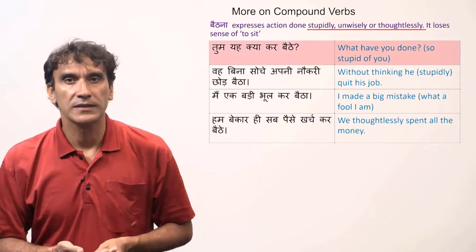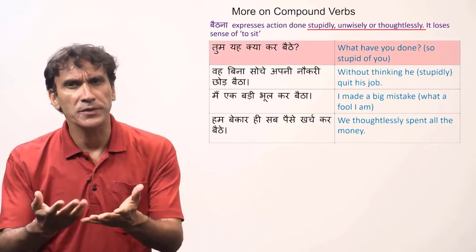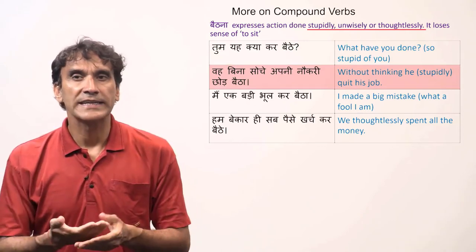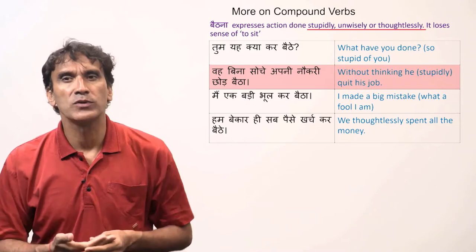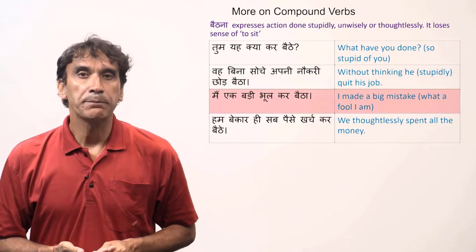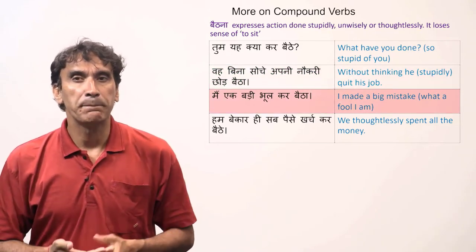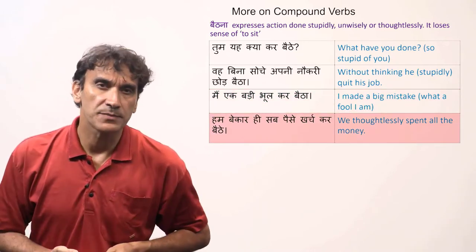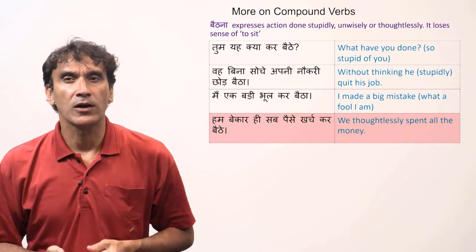Tum ye kya kar baithe? What have you done? So stupid of you. Woh bina soche apni naukri chhod baitha. Without thinking, he quit his job. He stupidly quit his job. Main ek badi bhool kar baitha. I made a big mistake. What a fool I am. Hum bekar hi sab paise kharch baithe. We thoughtlessly spent all the money.